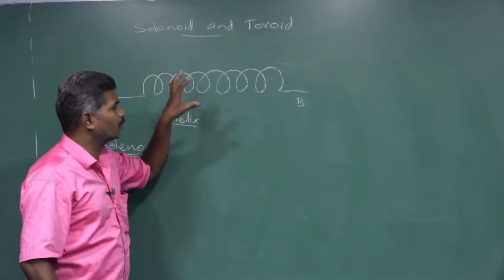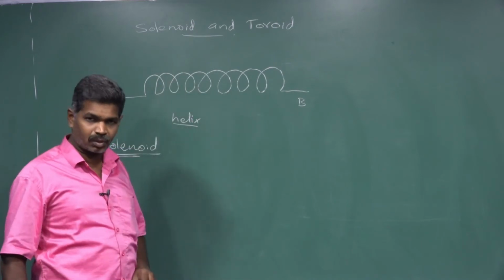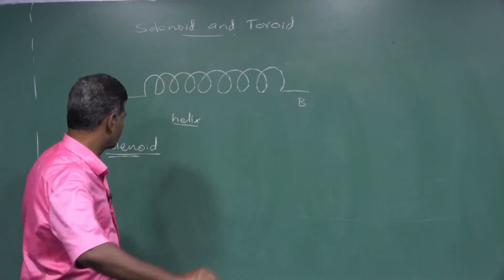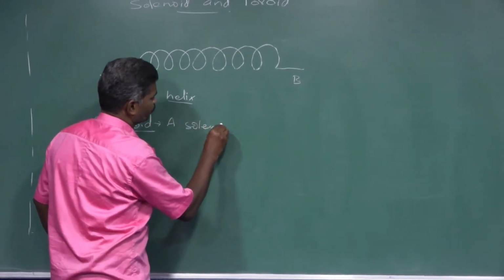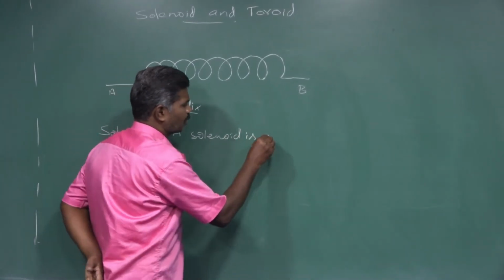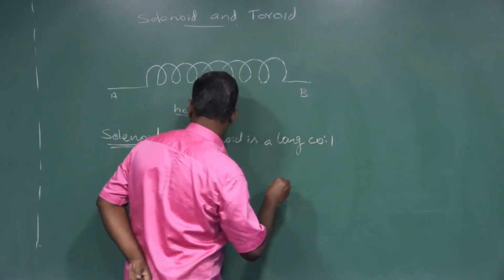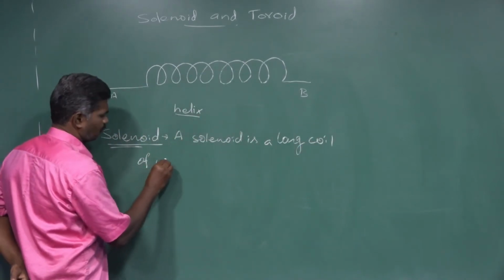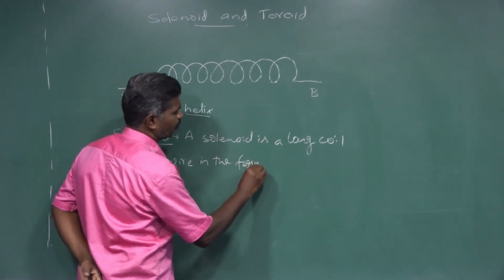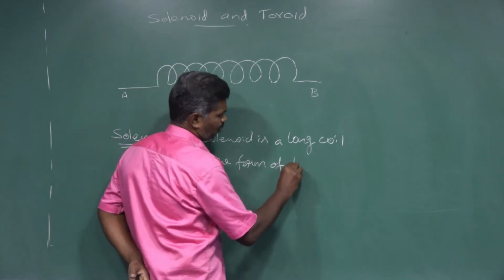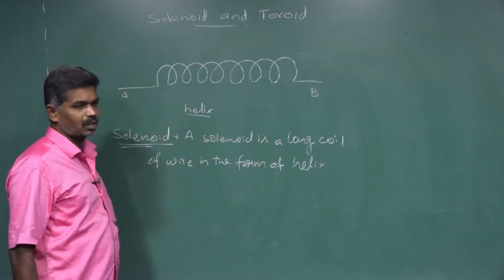This is a form of coil. It's a long coil which is wound on a supporter in the form of a helix. So we define a solenoid as a long coil of wire in the form of a helix.